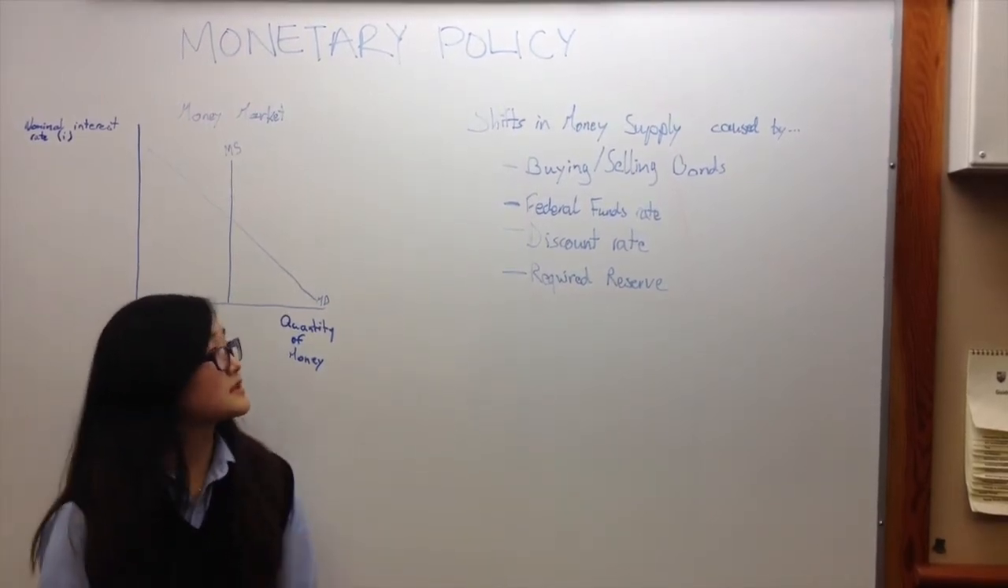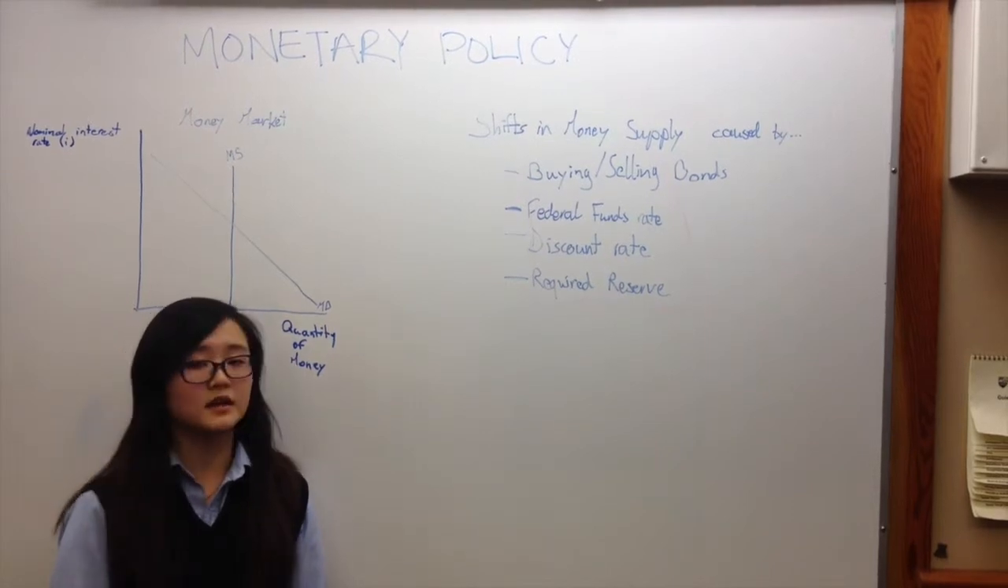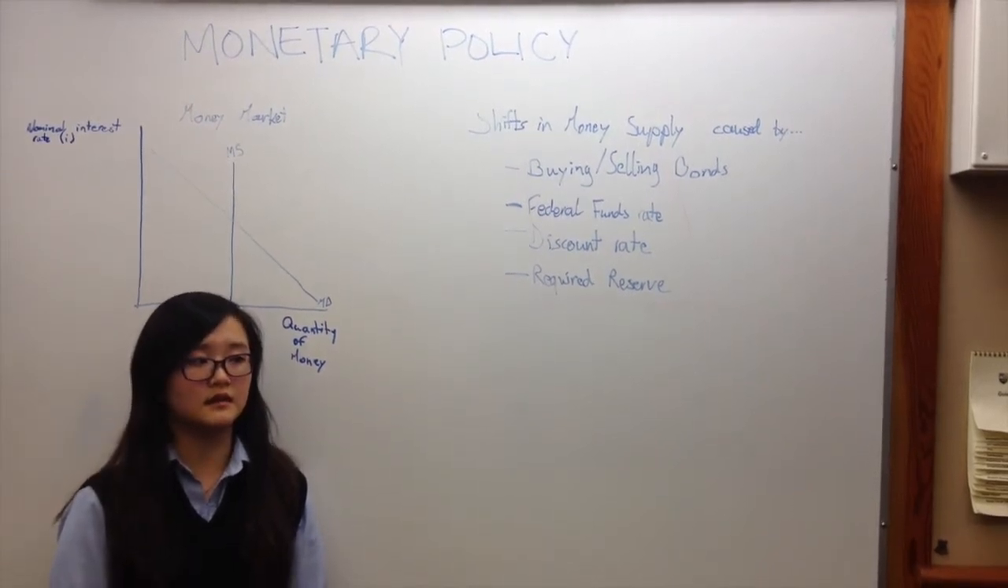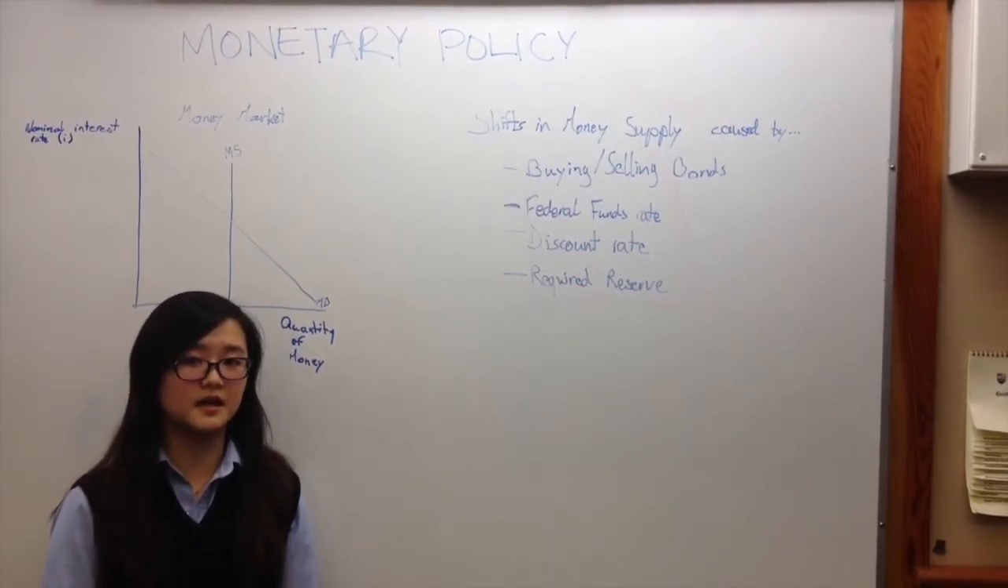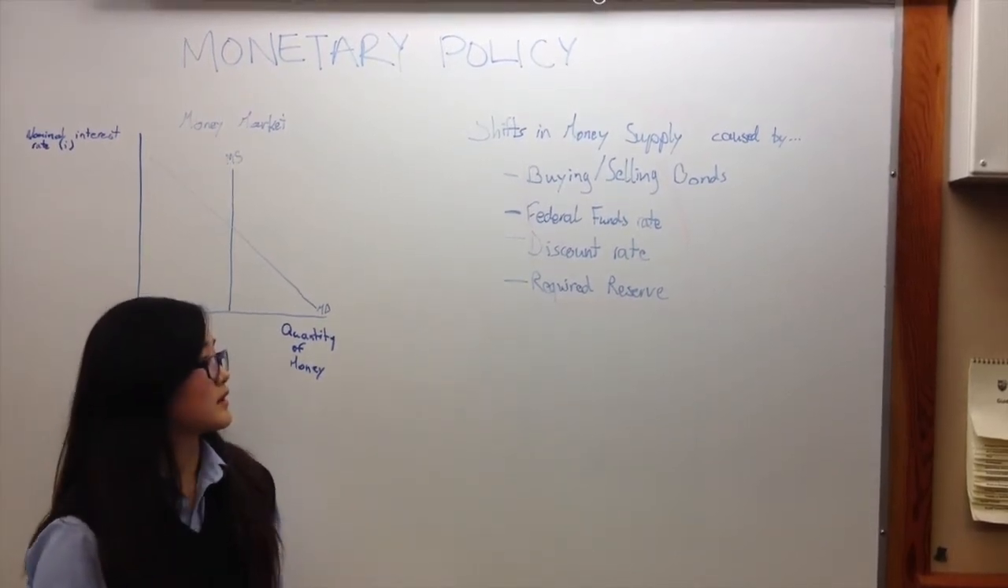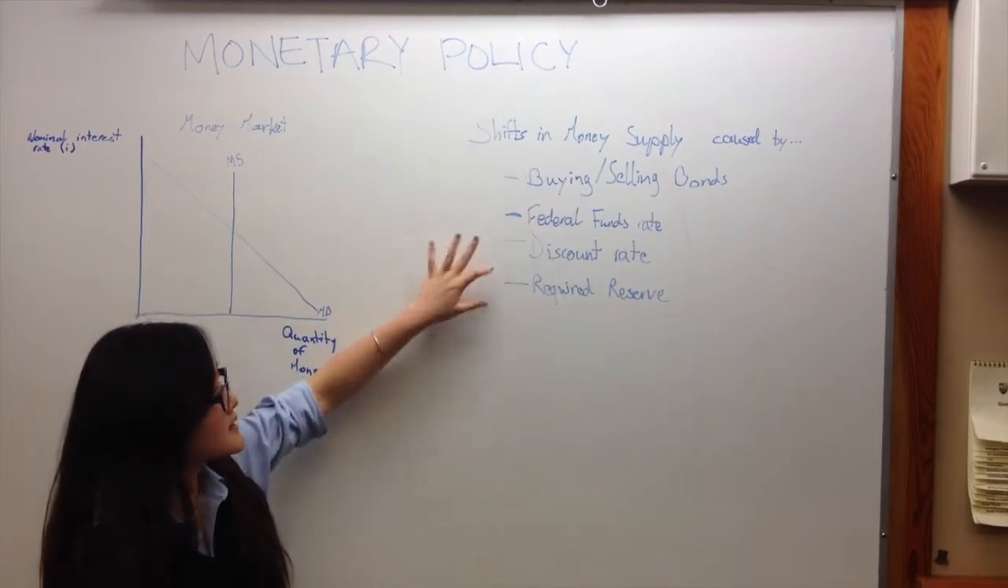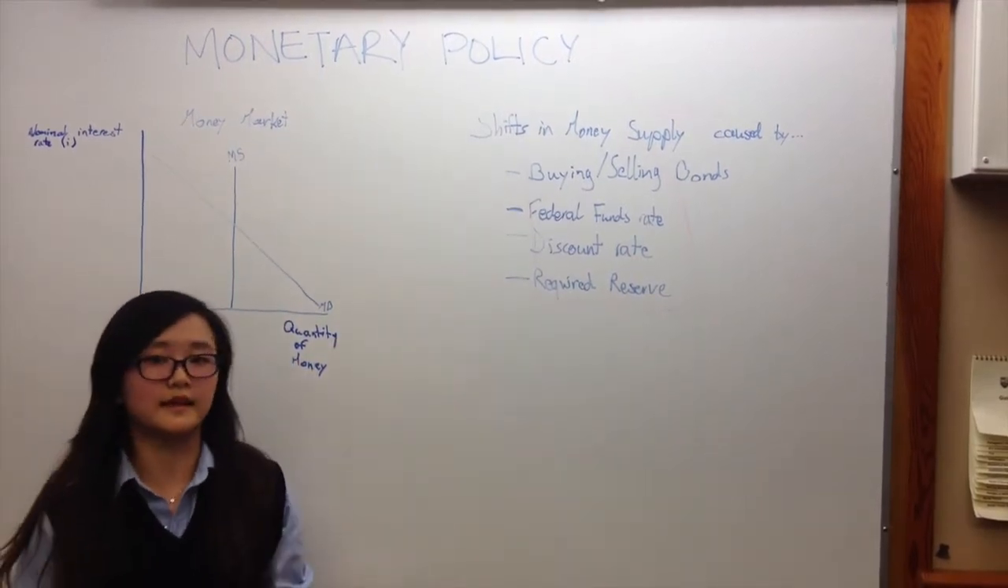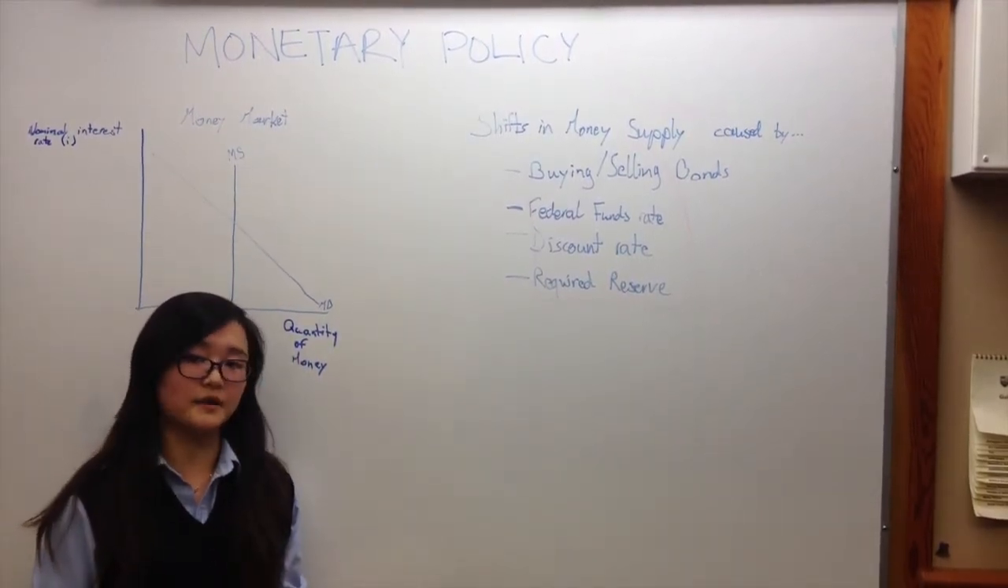And a decrease in the Fed funds rate and the discount rate would result in an increase in the money supply because banks would be able to lend more. And same goes for a required reserve. For all three of these, if they're increased, then banks would lend less, therefore money supply would decrease.